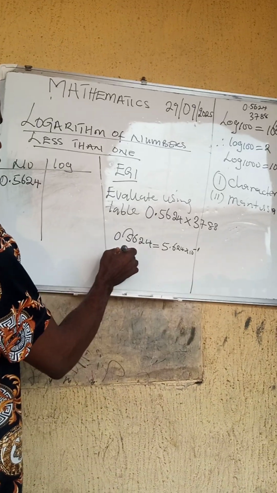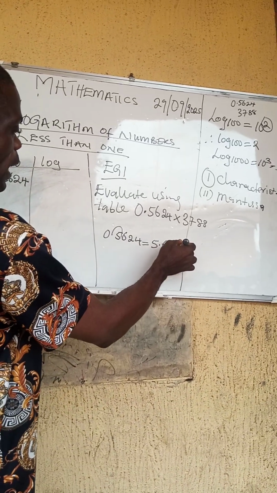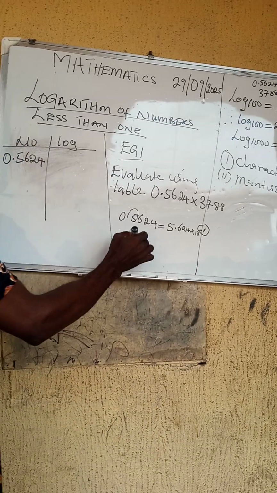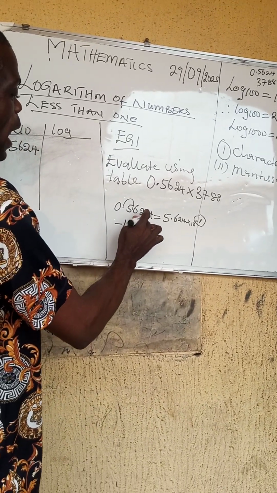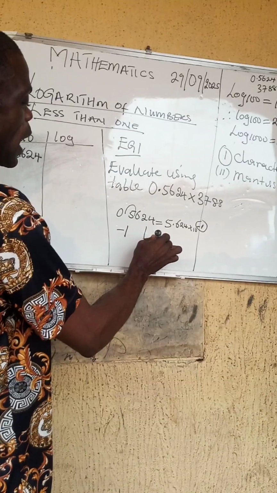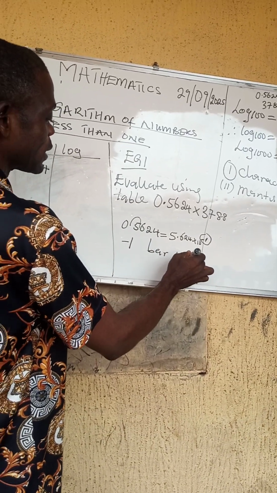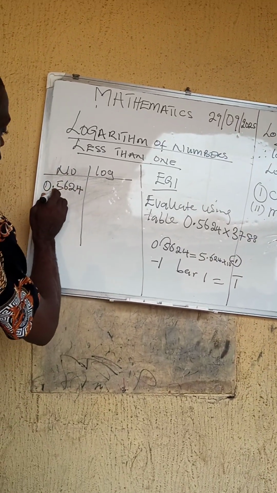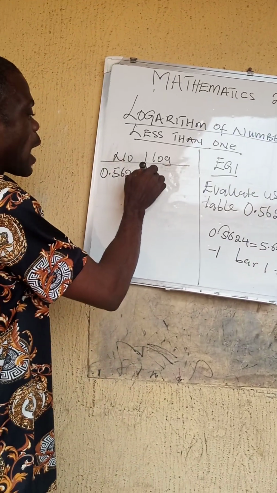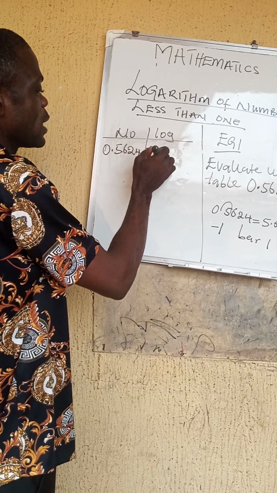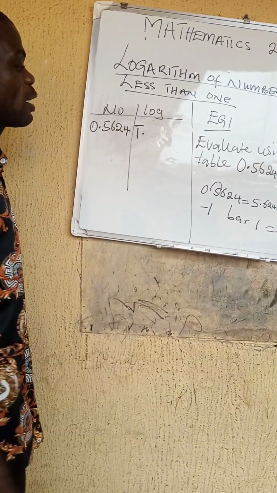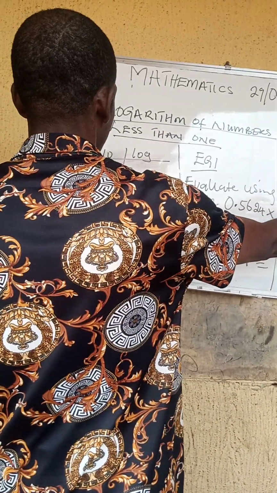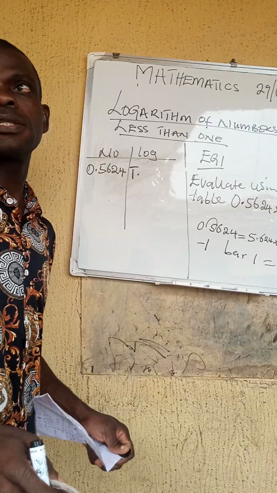Therefore, the characteristic of this is now minus 1. Minus 1 is the characteristic, but we call it bar 1, and it is written like this, bar 1. Therefore, the characteristic of this is now bar 1. I will write it like this, plus I will put my point. I will now go and find the mantissa from the logarithm table.